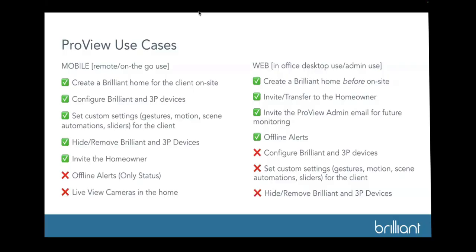In addition, we can't do any of those custom white glove settings from the web dashboard. That's handled directly in the app. And then hiding and removing Brilliant and third-party devices, again, that's done directly in the app as opposed to the web view. So again, a web view is going to be your 30,000 foot view in the dashboard, which is admin.brilliant.tech, where the technicians, where maybe you, if you are the tech, where you're going to be actively managing all those individual homes, that's going to be done through mobile. So two different experiences on how to bring it to life.